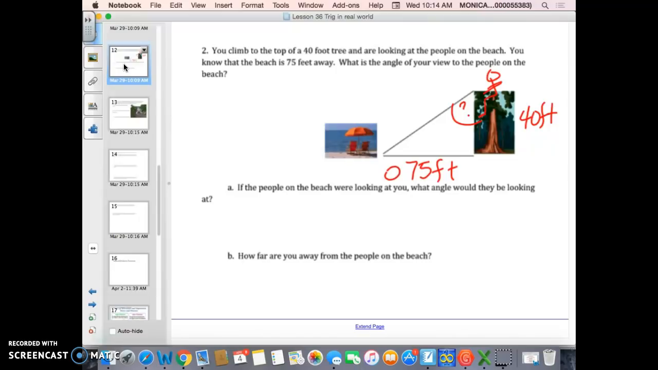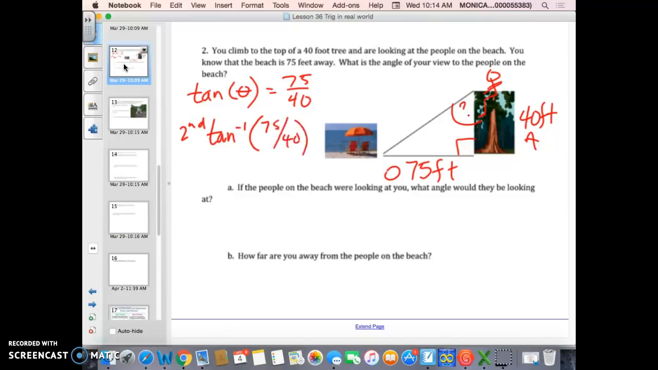This is opposite, this is adjacent, so we're looking at tangent, because here's my 90-degree angle. So the tangent of the angle you're looking for equals 75 over 40. So this is one of those where you have to do second tangent, so you get tangent inverse, and then you literally type in 75 over 40. And you should get 61.9, so I'm just going to say 62 degrees.